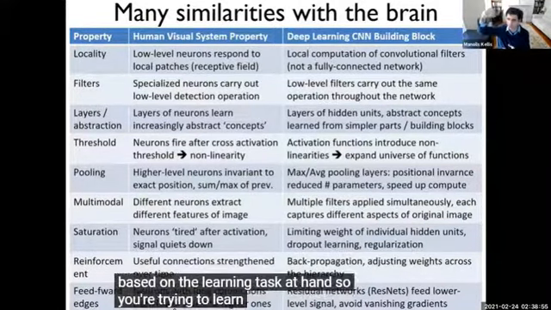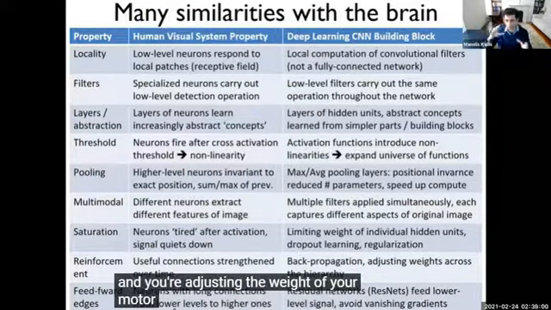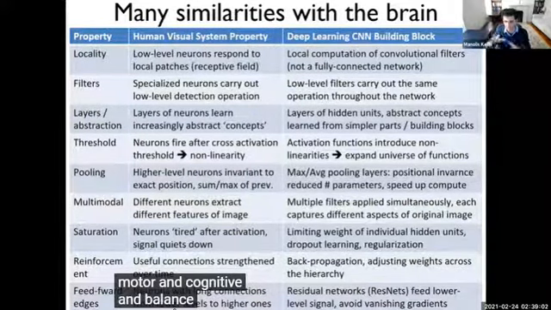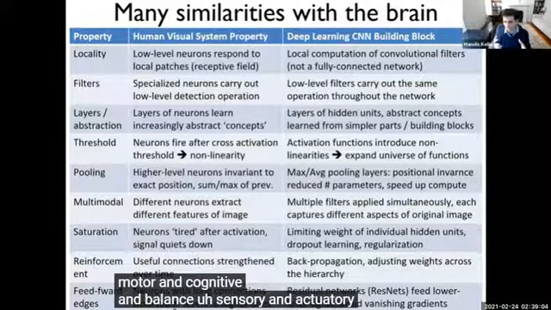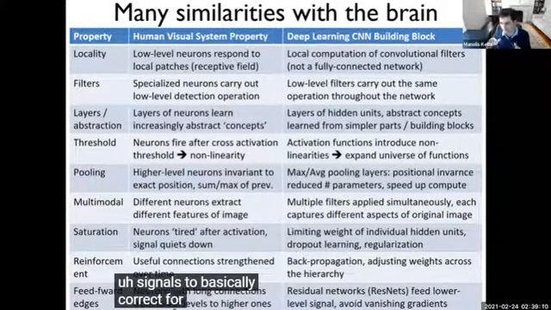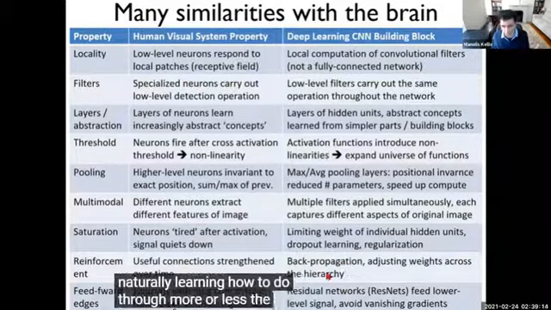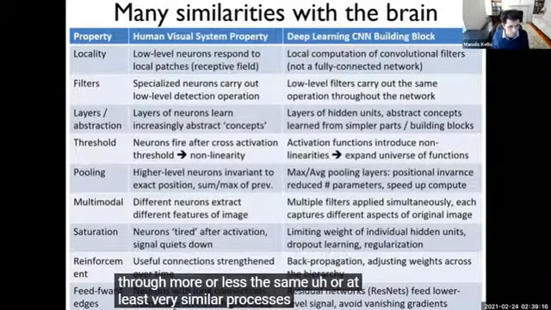So you're trying to learn how to ride a bicycle, and you're adjusting the weights of your motor and cognitive and balance, sensory and actuatory signals to correct for things that you are naturally learning how to do through more or less the same or at least very similar processes.